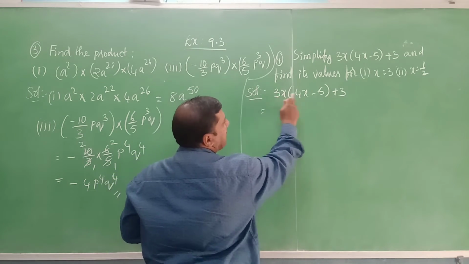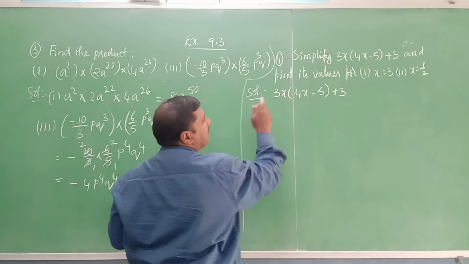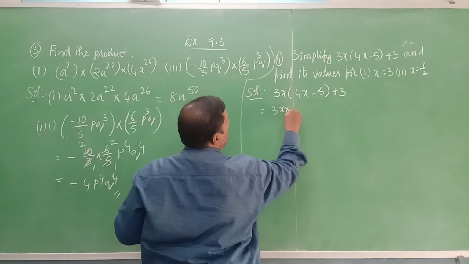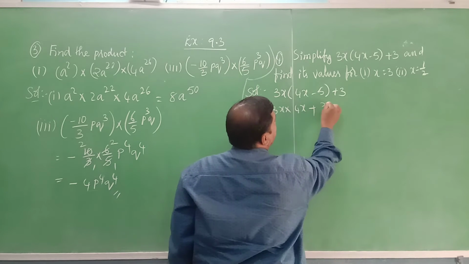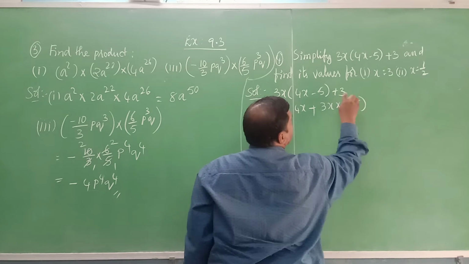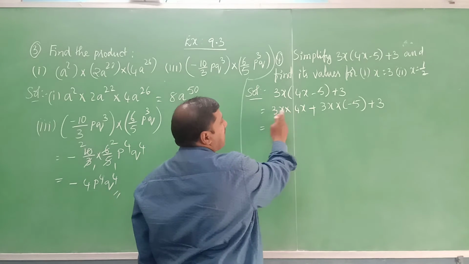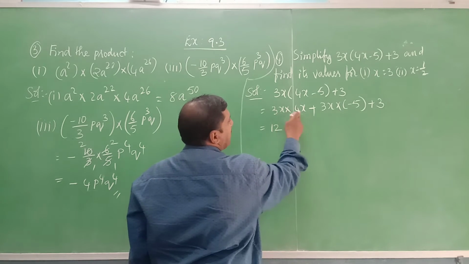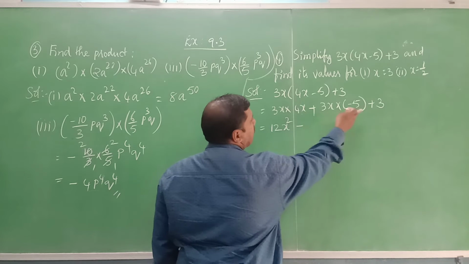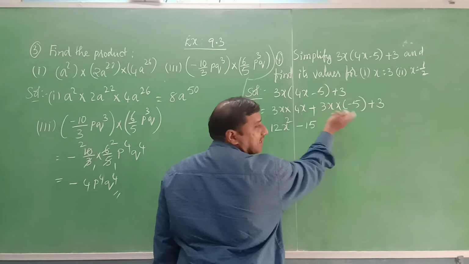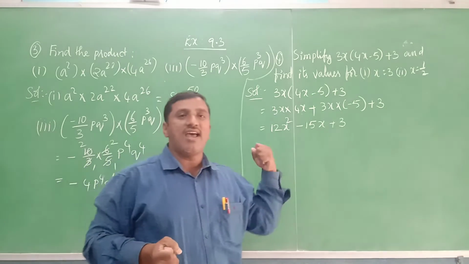So how do we multiply 3x whole into 4x minus 5? Multiply each and every term of the binomial with 3x. That is 3x into 4x plus, again 3x is multiplied with minus 5, 3x into minus 5, then plus 3. Simplify now. Plus into plus. 3 into 4, 3 fours are 12. X into x, it is x square. Then plus into minus. 3 into 5, 3 fives are 15. Into x, only x is there, right? X plus 3. Now this is the simplified form of the given expression.